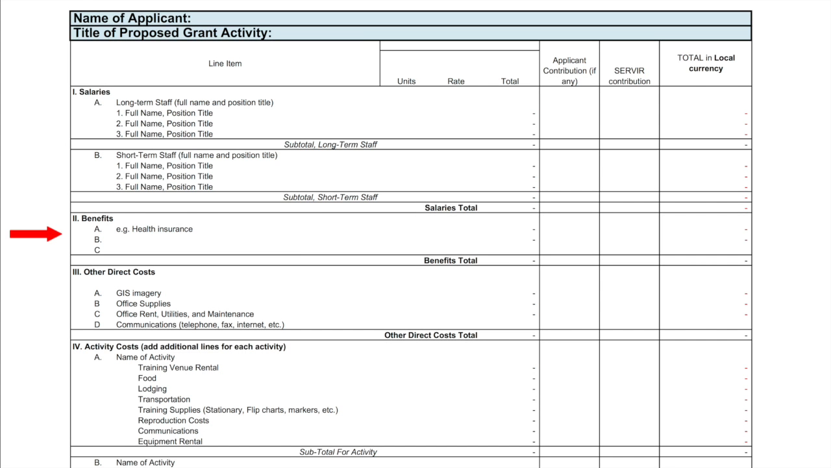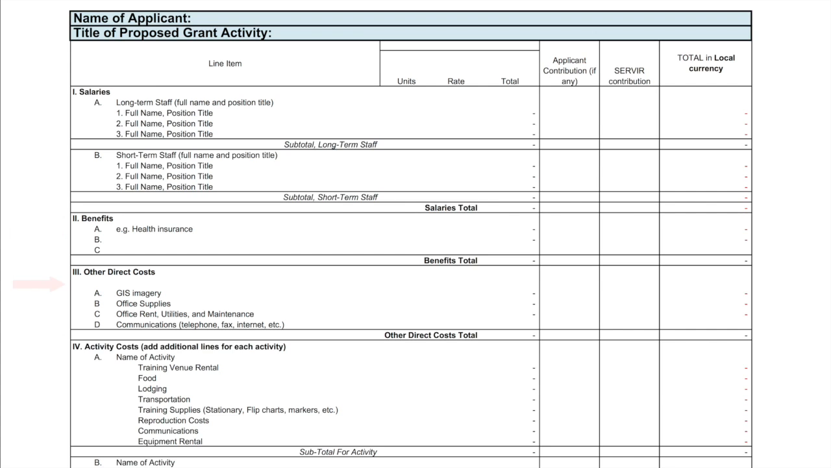The third section is benefits. Please include any benefits associated with each position included under salaries. For example, if you would like Severe to pay for healthcare costs associated with a long-term researcher who will be working on the activity for 9 months, please include the months under units and the monthly rate of healthcare under rate.